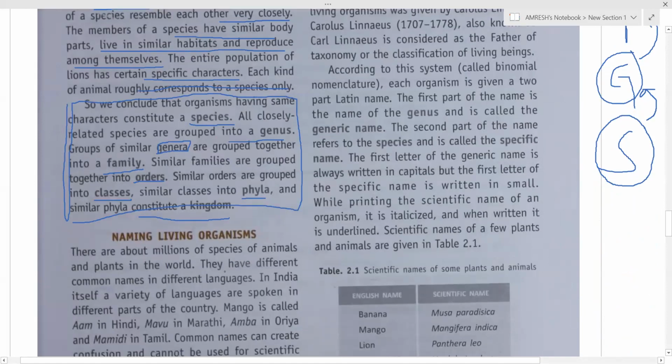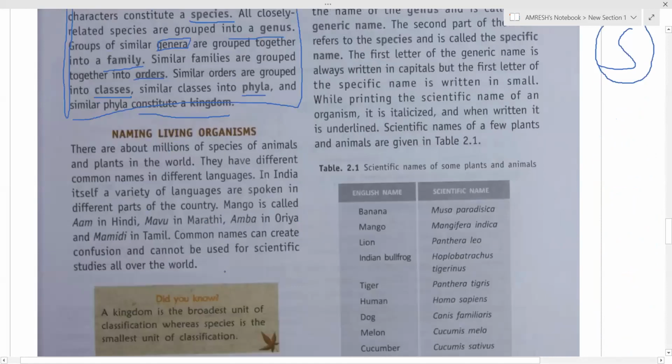Now, nomenclature. Nomenclature is naming different organisms. There are millions of species of animals and plants in the world. They have different common names in different languages. In India, a variety of languages are spoken. Mango is called Aam in Hindi, Mavu in Marathi, Ambo in Odia, Mammidi in Tamil. So you see, in India we have many languages. For a fruit such as mango, we call it in different forms.